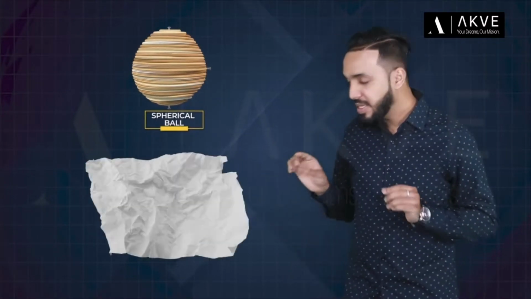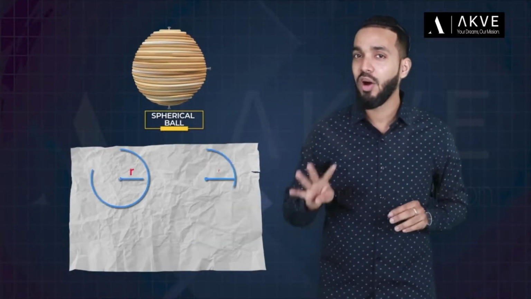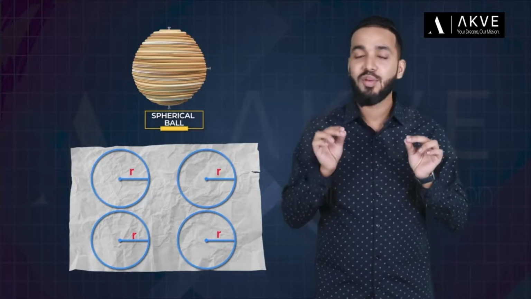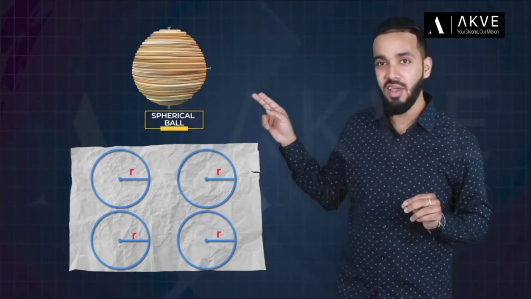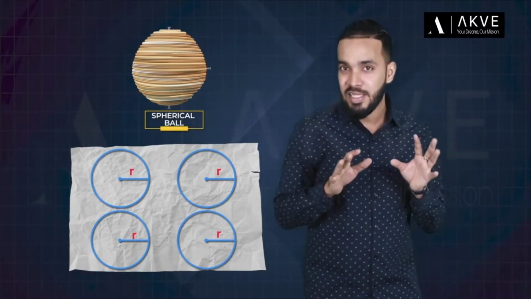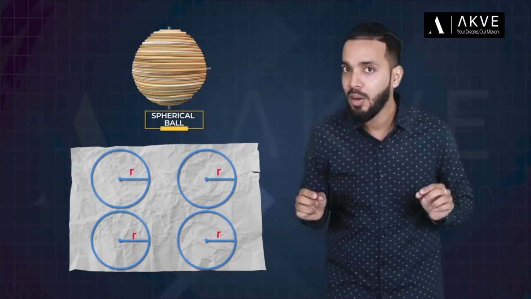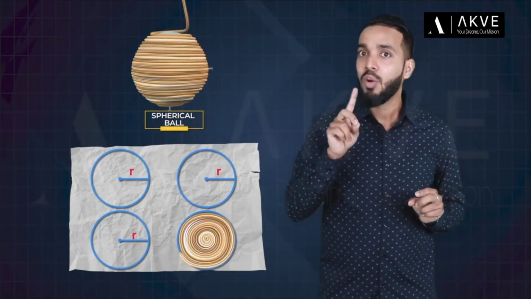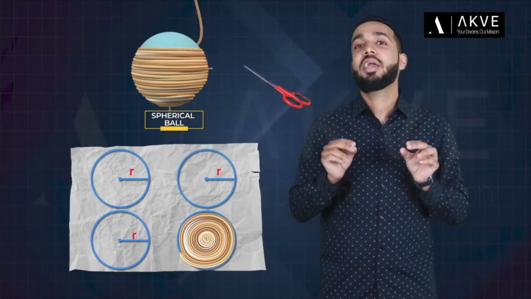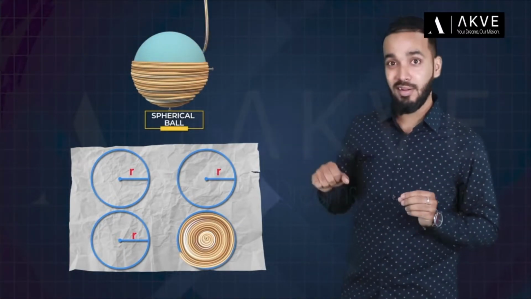Now, on a piece of paper, we need to draw 4 circles, each with the same radius as the sphere, that is r. So, the 4 circles are ready. All we need to do now is start filling them one by one with the string we had wound around the ball.